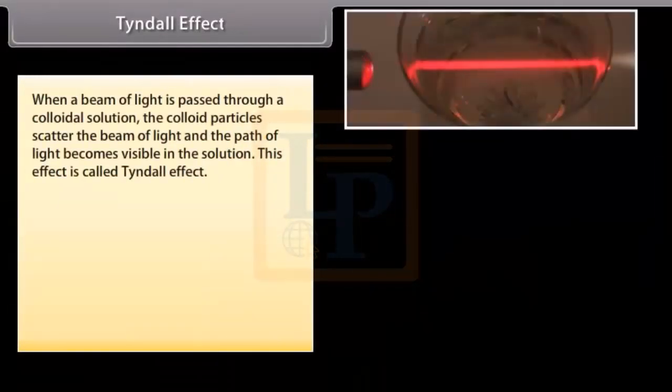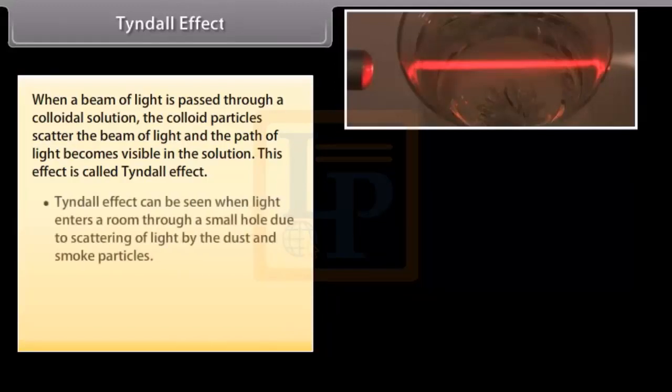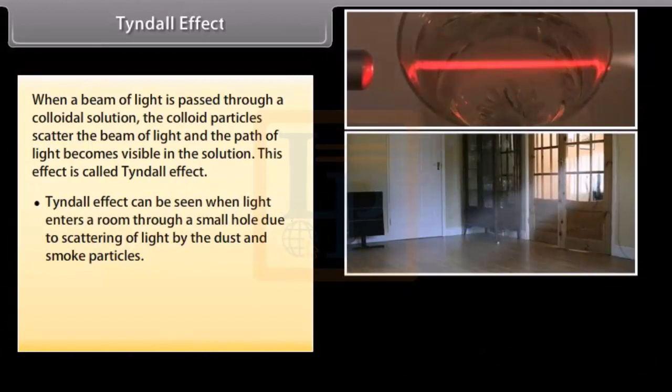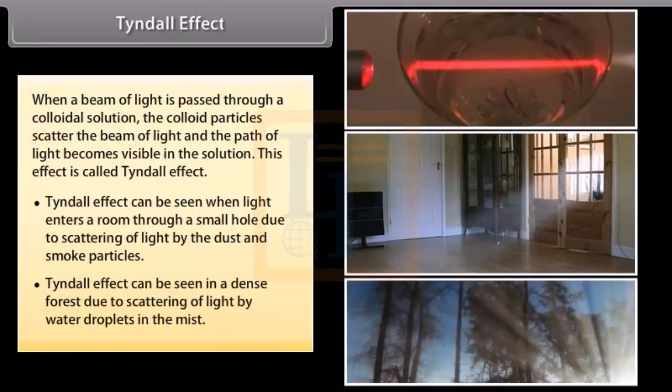Tyndall effect. When a beam of light is passed through a colloidal solution, the colloidal particles scatter the beam of light and the path of light becomes visible in the solution. This effect is called the Tyndall effect. It can be seen when light enters a room through a small hole due to scattering of light by the dust and smoke particles. It can also be seen in a dense forest due to scattering of light by water droplets in the mist.